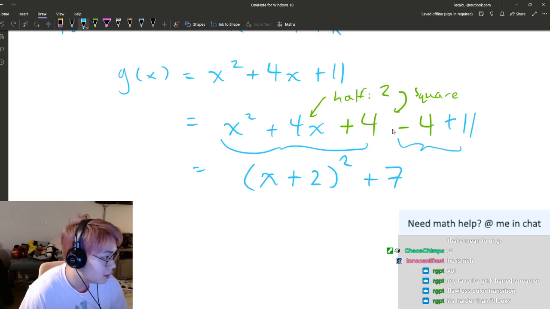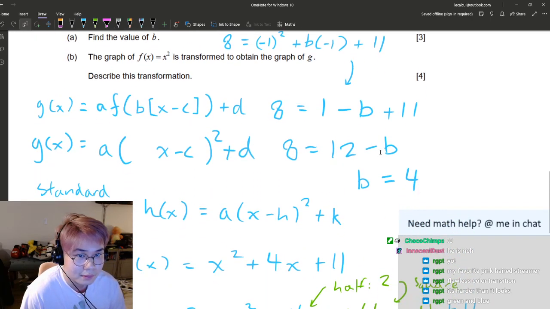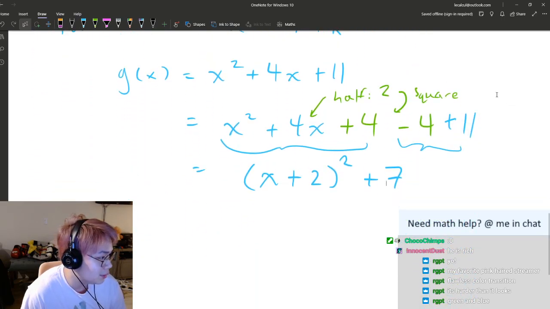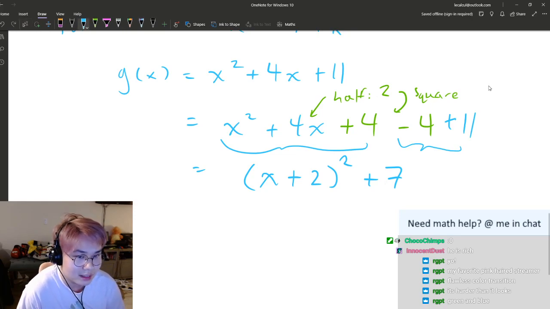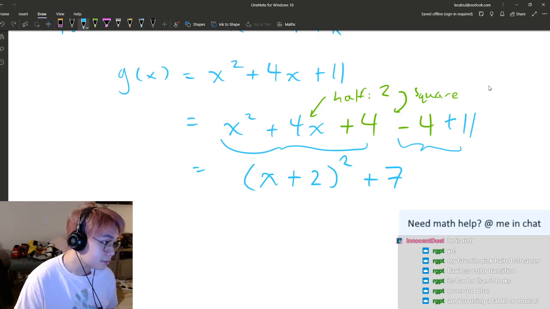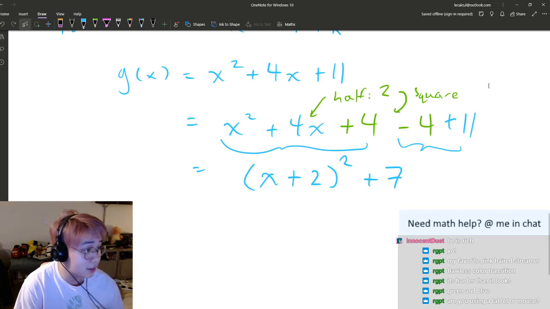Flawless color transition, harder than it looks. Are you talking about my hair or the colors I'm using on the screen? Green and blue? I don't see how it's hard, but sure. I'm using a tablet. So I bought this for stream setup. It's pretty useful. A Wacom tablet.